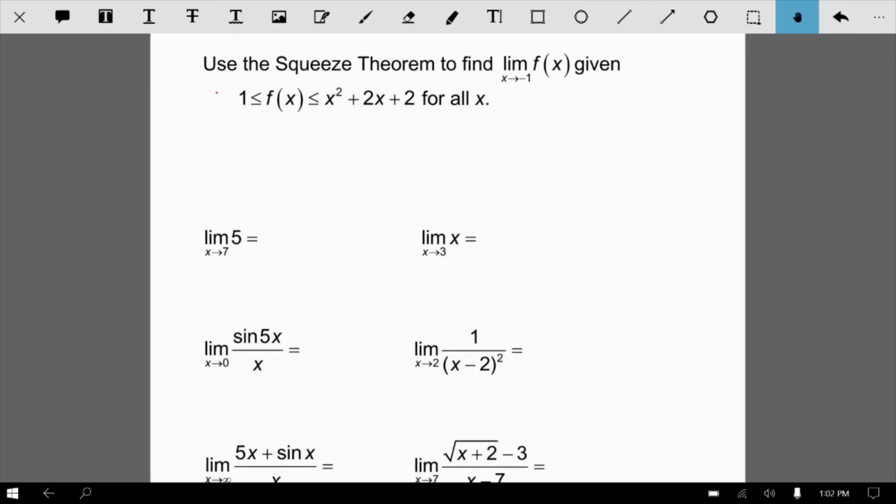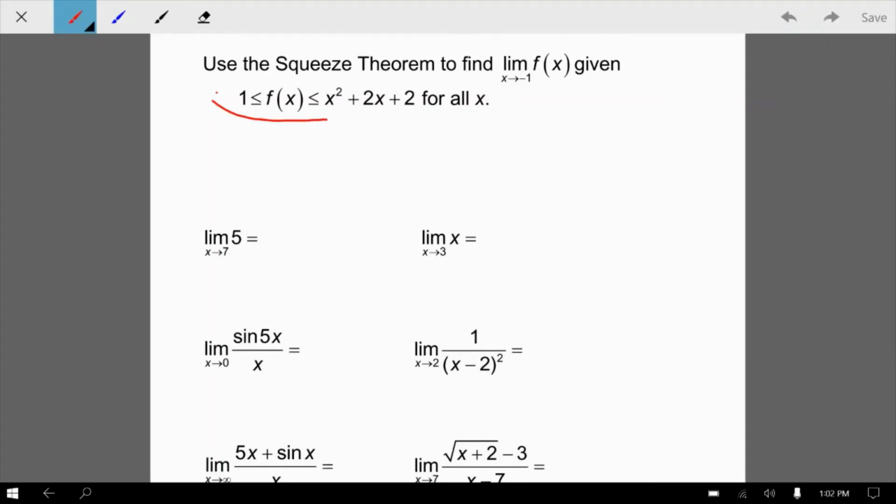Okay, so here's one example where I want you to go through and find the limit as x approaches -1 of this function based on the fact that we have the function bounded. So you can see we already have our statement that bounds our function between 1 and x squared plus 2x plus 2. And what I want you to do is try to think about the squeeze theorem and think about what that limit would be equal to.